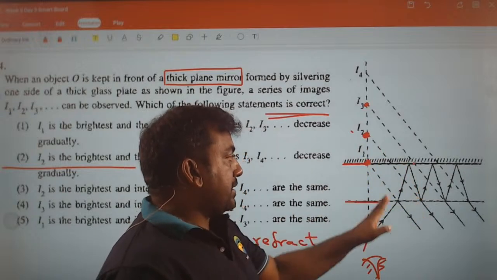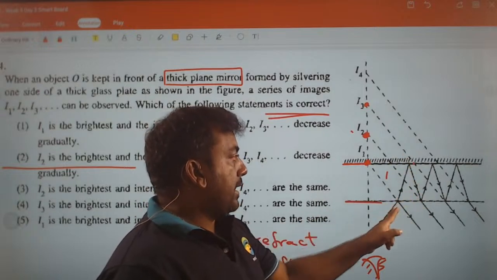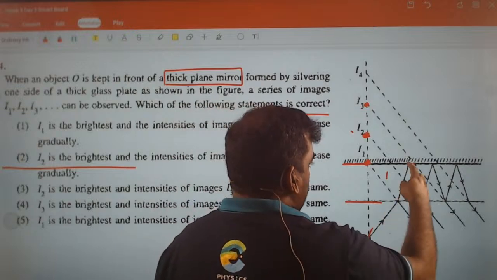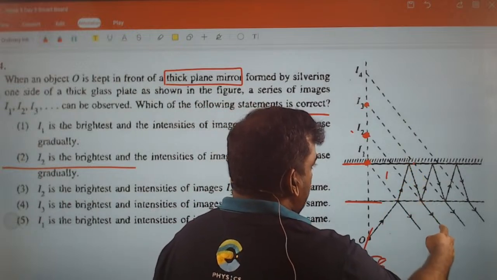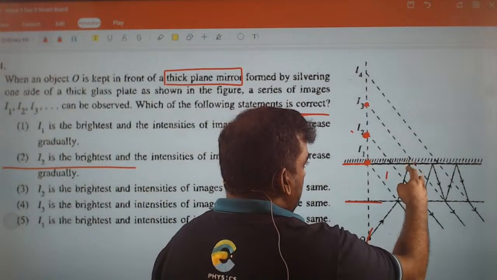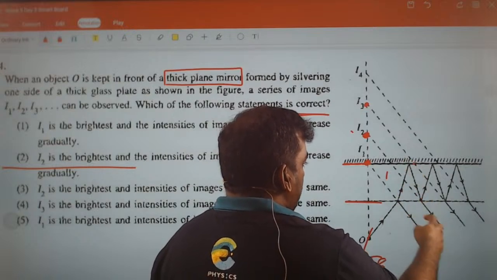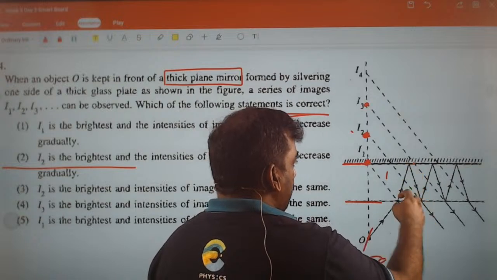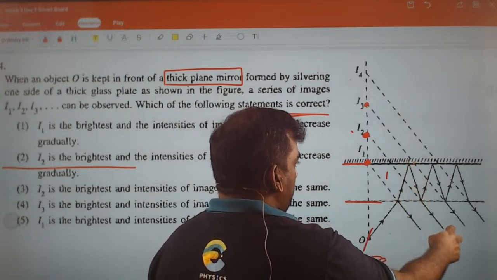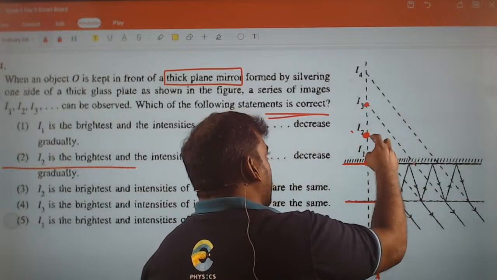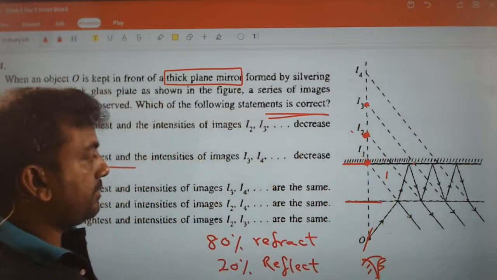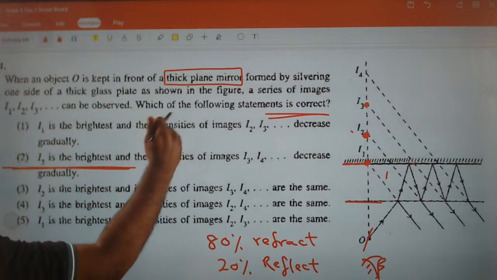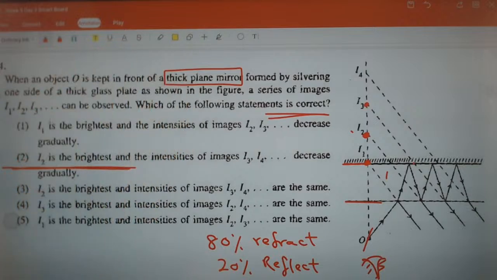Refraction 80%. First refraction is here, so some will refract. Here there is refraction again. Out of the 80% there, 20% is reflecting here, whatever is coming back. So here only you will see the first image. I2 will be the brightest and then the intensity will reduce.